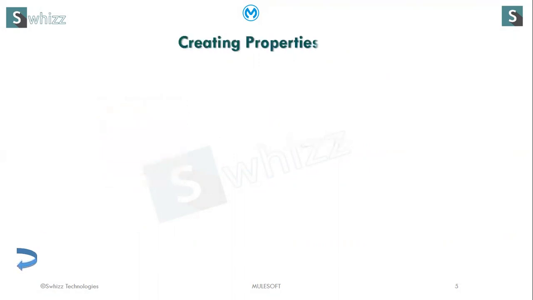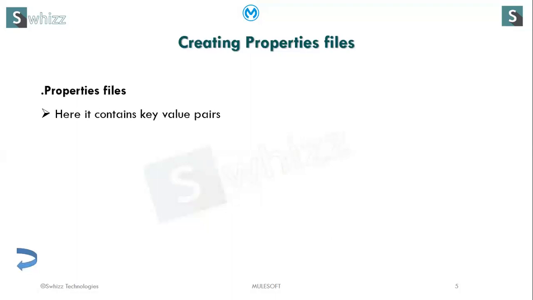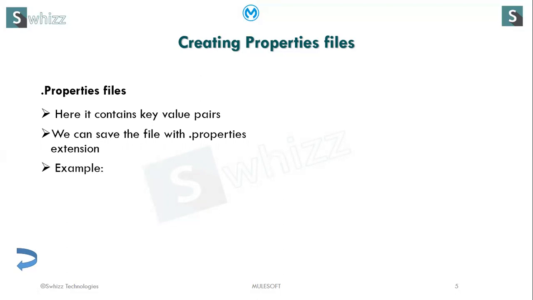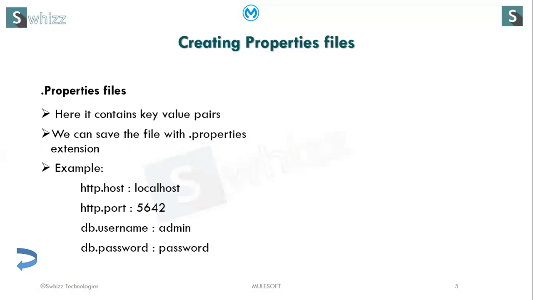And here we can represent the property files in two ways. The first way is .properties files, which contain key value pairs, and we can save the file with the .properties extension, and we can represent it like this. If it is a host and we are representing the HTTP related host, we call it http.host, and the corresponding value has to be mentioned. If it is a port, http.port, and the corresponding value has to be mentioned. In the same way, for a database username and password, db.username and db.password have to be mentioned.